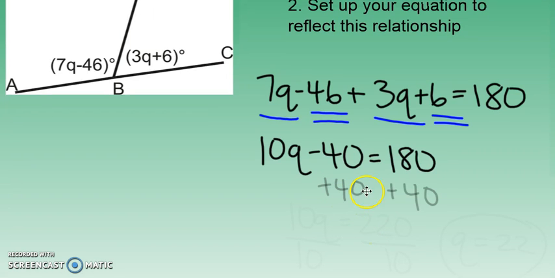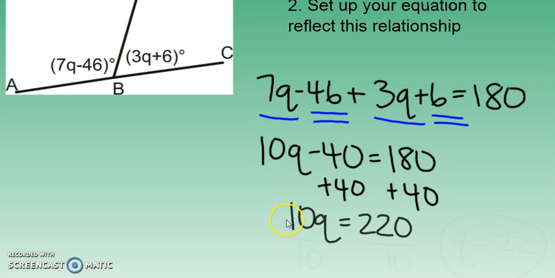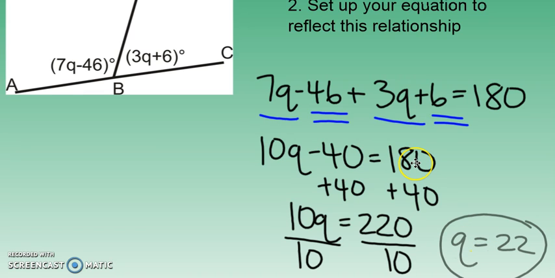So then finally, finishing off the equation, I would add 40 to both sides so I can get rid of this negative 40. Just trying to isolate q. When I add 40 to both sides, I get 7q equals 220. And then last, I divide by 7. And I get that q equals 22.